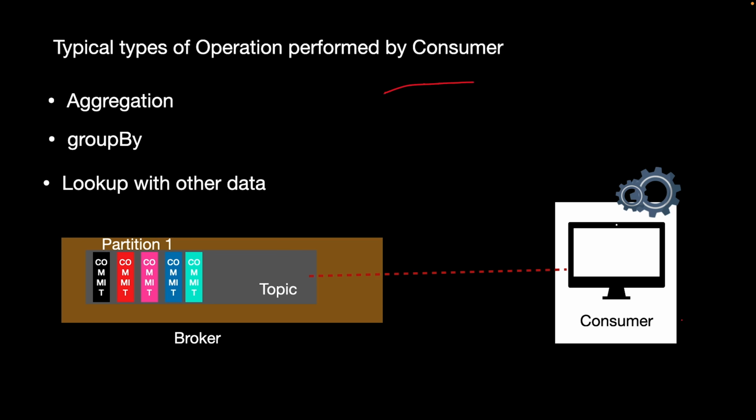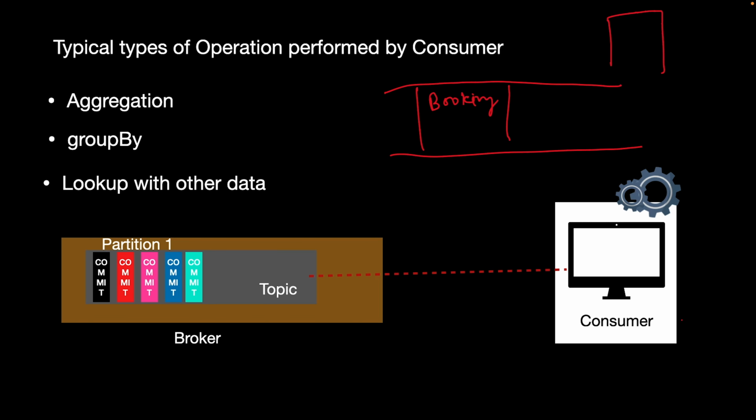The other type of operation will be lookup with some other data. For example, we have a Kafka topic which contains the data of the bookings performed by customers. Suppose we want to enrich the booking data with the data of the customer. The consumer is going to perform a lookup with the customer table and will get the data of the booking as well as the customer. So these are the basic types of operations which are performed by a consumer of a particular topic.